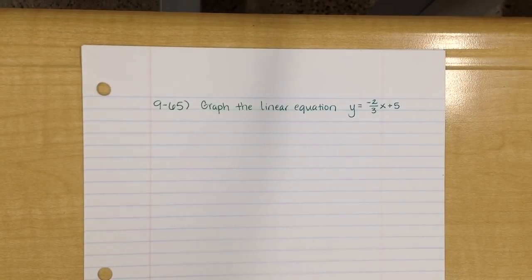It was a quick little review of how do we graph linear equations? What's the y-intercept? What's the slope? What does the slope mean in terms of the graph of the function that we've been given?